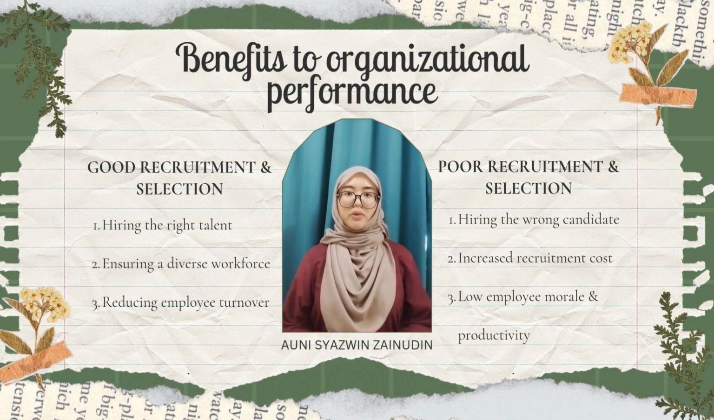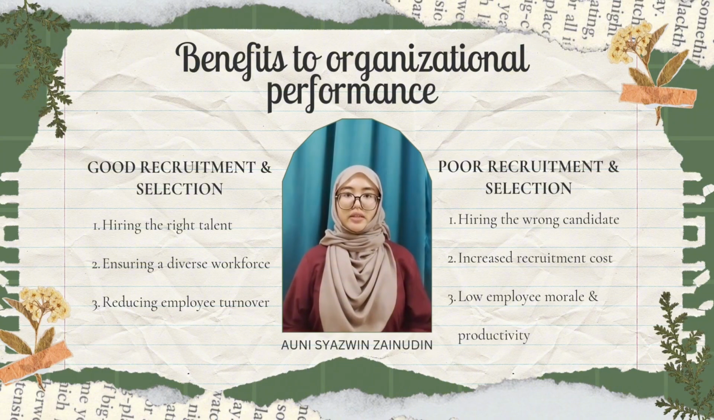Next, I will be explaining about the poor recruitment and selection process. First is when we hire the wrong candidate. A poor recruitment and selection process often results in hiring someone who is not a good fit for the role or the company culture. A candidate who lacks the required skills can underperform, causing delays and disruptions. Not only that, it can cause high turnover, which creates a cycle of repeated recruitment.